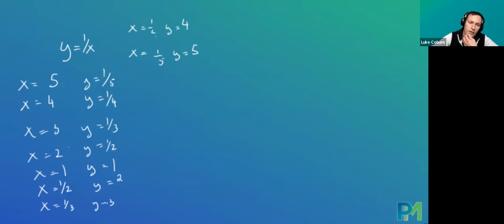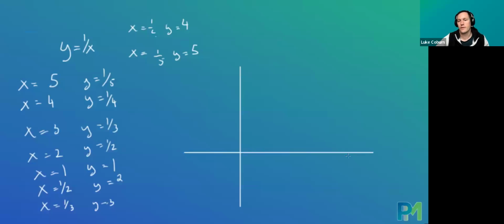Now, you see what I'm doing for the x. Let's just draw an xy axis. So this is my 5, 4, 3, 2, 1, 1, 2, 3, 4, 5. What I'm doing with the x is I'm starting out here at 5, then I'm going 4, then going 3, 2, 1. And then I'm going a half, a third, a quarter, a fifth.